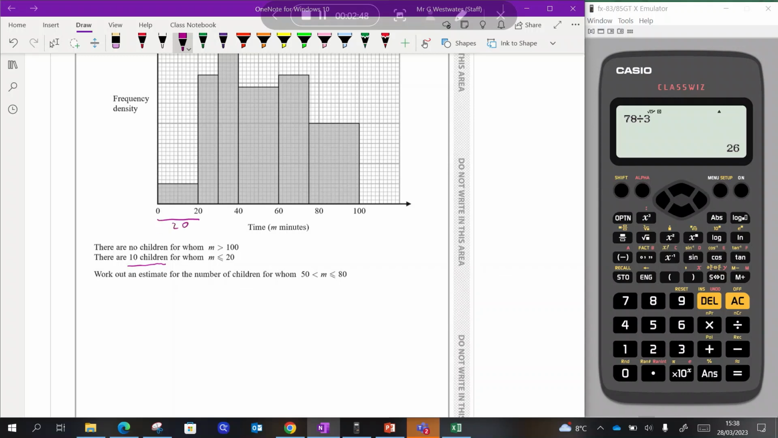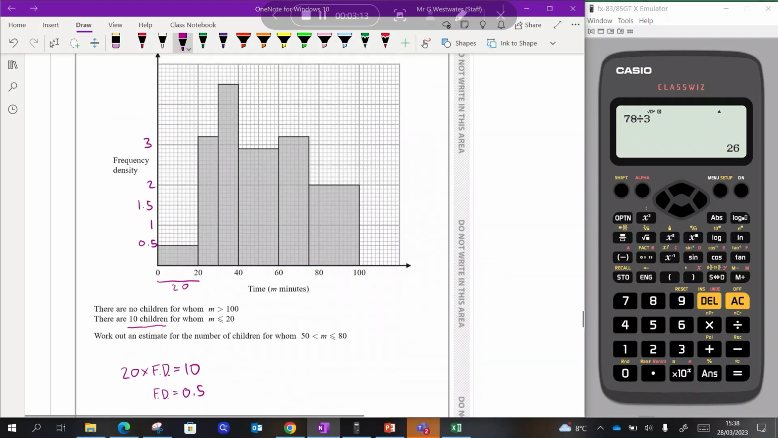So what do I need to times 20 by? 20 times my frequency density is going to give me a frequency of 10. Well, it needs to be a half, so 0.5. Okay? Frequency density is going to be 0.5. And that gives me my scale now. So this will be 1, this will be 1.5, 2, 2.5, 3, 4, and 5.